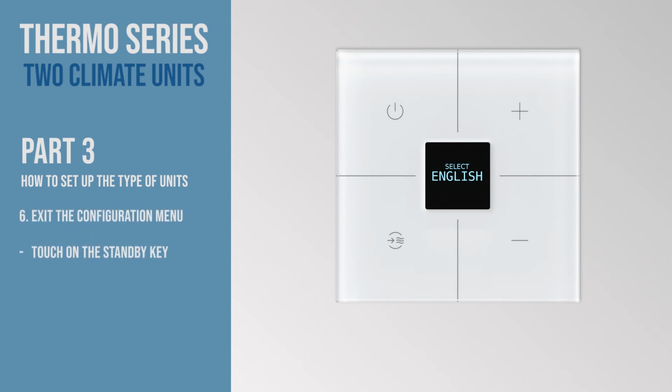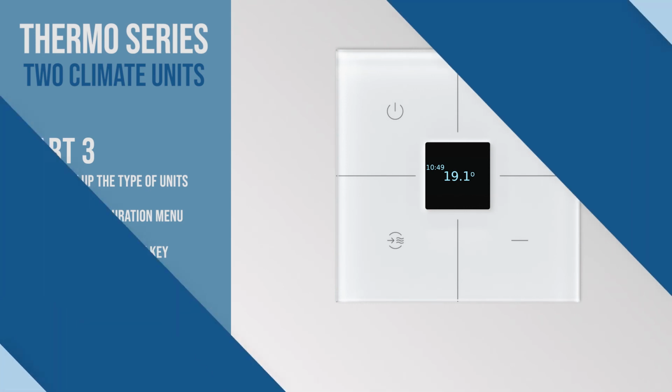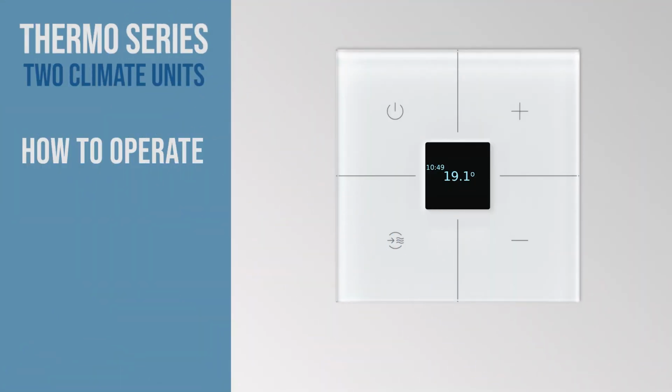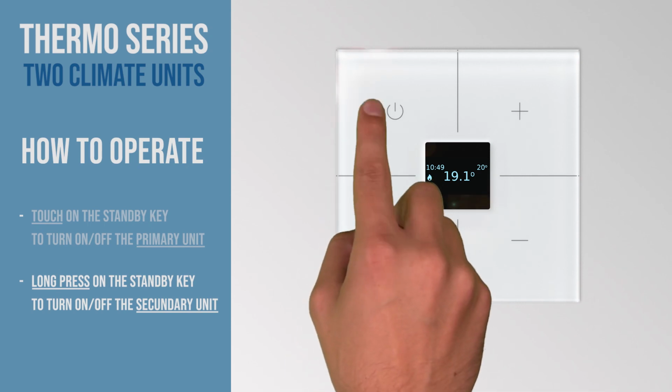Okay, the process is completed. Touch on the standby key to exit the menu. Before we finish, let's take a look at how to operate the system. The basic difference is how to turn on and turn off the units. To turn on and turn off the primary unit, touch on the standby key normally. And to turn on and turn off the secondary unit, long press on the standby key.